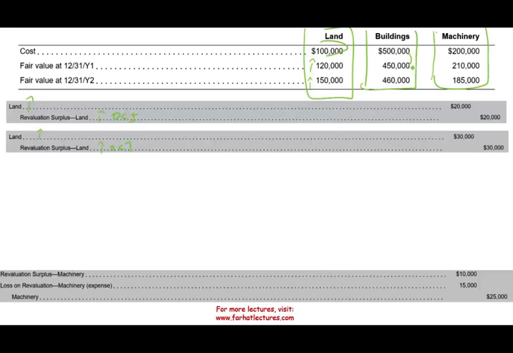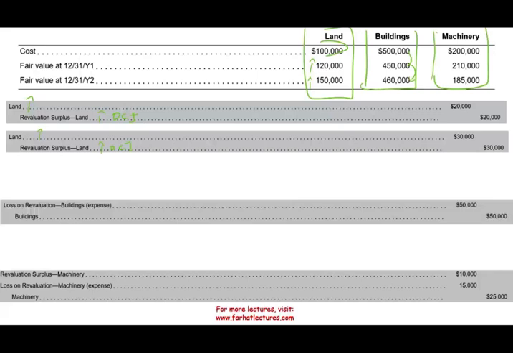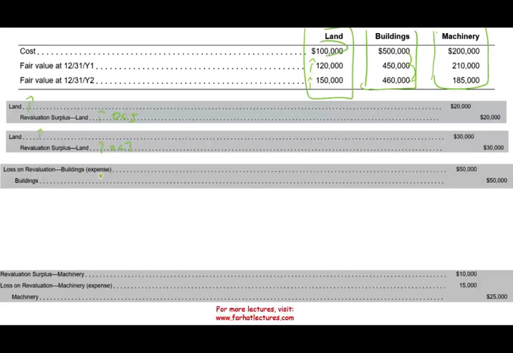The building went down from 500 to 450. Then in year two, it went from 450 to 460. So it fell below the cost in year one. Then in year two, it recovered, but it's still below the cost. So let's take a look at what we do now. We debit loss on revaluation, which is an expense, 50,000, and this is year one. Then we credit the building 50,000.